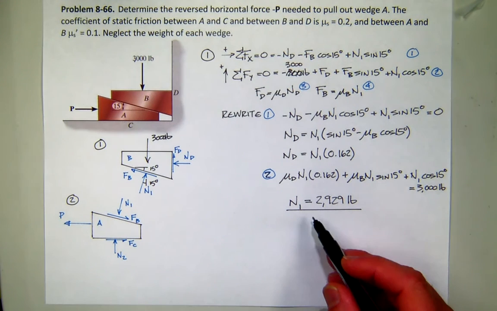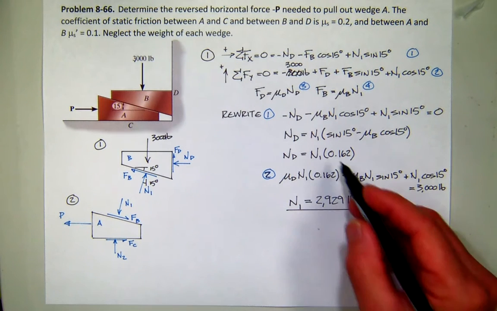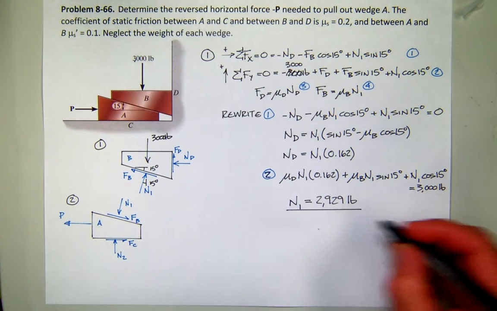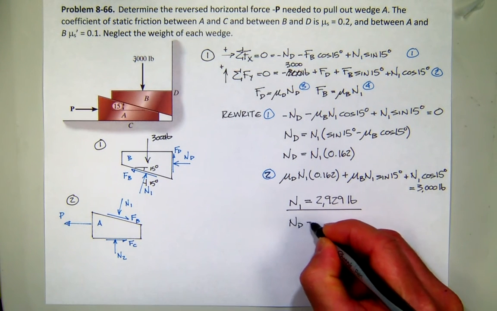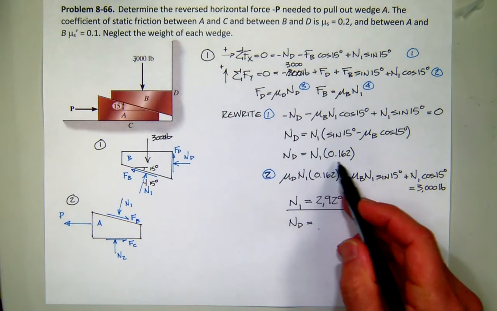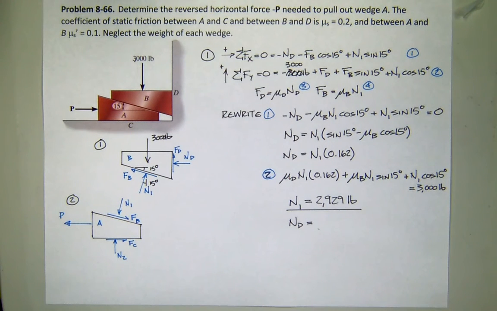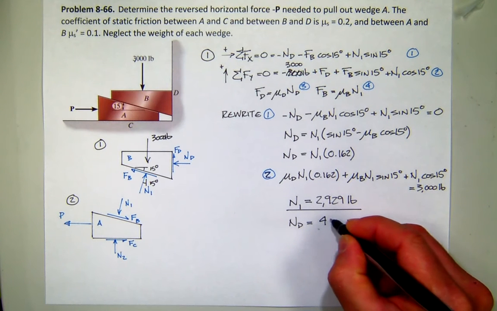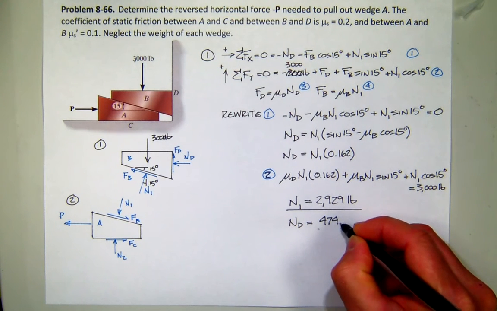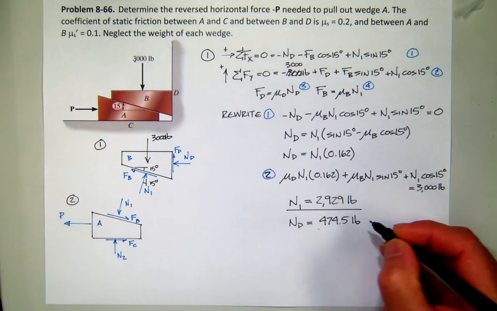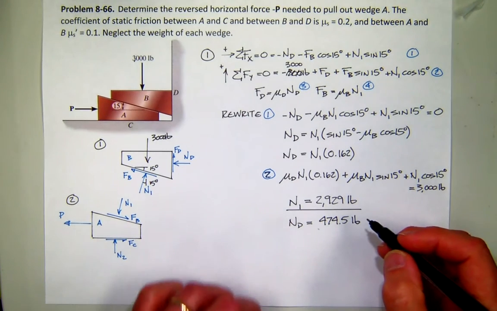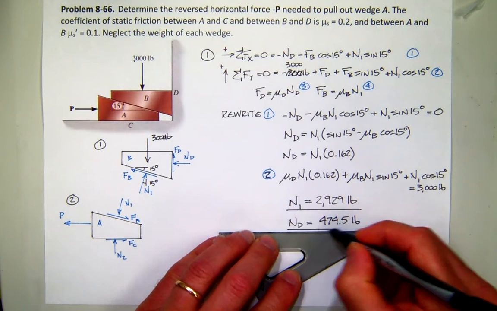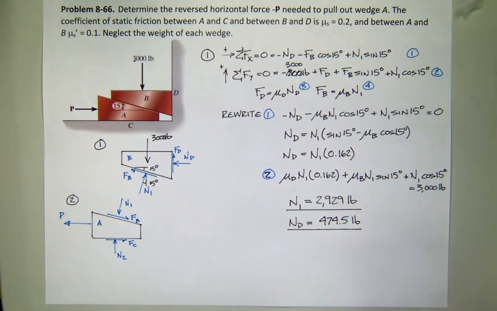So once I have N1, I can find ND. I just take that value times 0.162. I have the same value. Oh, great. So 474.5 pounds for ND. And now that I've got all that, believe it or not, I'm ready to roll.